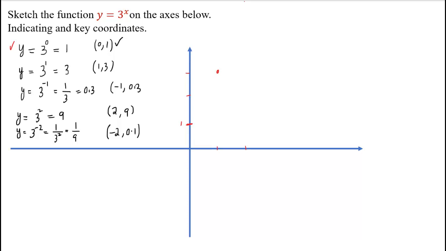So when x is minus 1, it is 0.3, approximately over here. This is the point. When x is minus 2, it is 0.1. So look here, it is coming down and down. Let me join these. It will cut the y-axis and go up and up, very high. So this is the exponential graph, and the key coordinate is this y-intercept, which is 1.